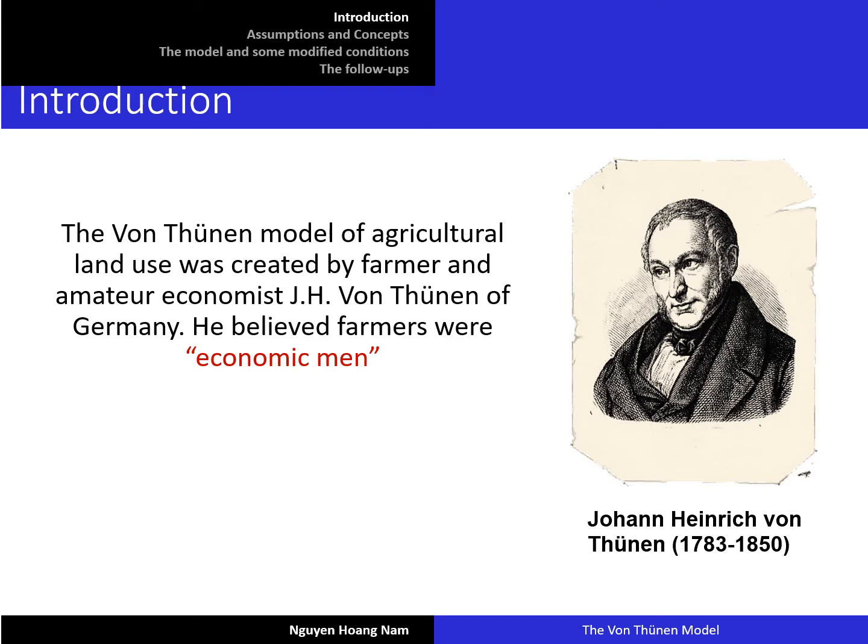The name von Thunen model came from the name of the author, Johann Heinrich von Thunen. He was a farmer and amateur economist in Germany, and he believed that farmers were economic men. That's the first thing that you have to remember when you study this model. But actually, it's the most important idea of the model.